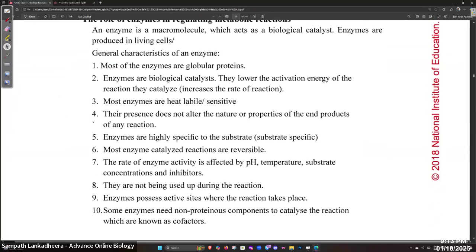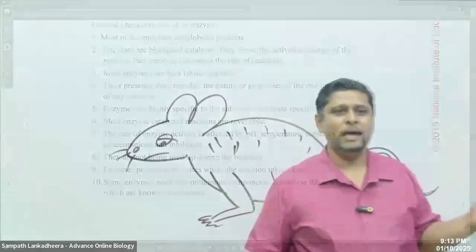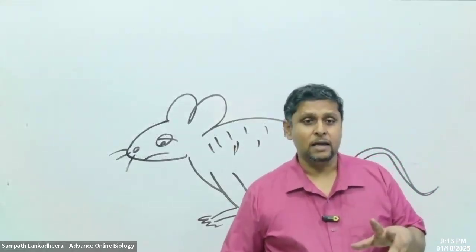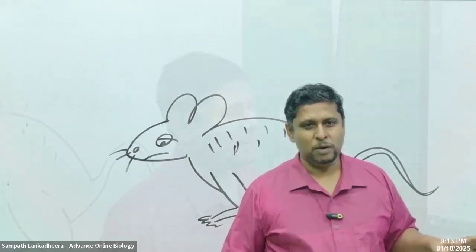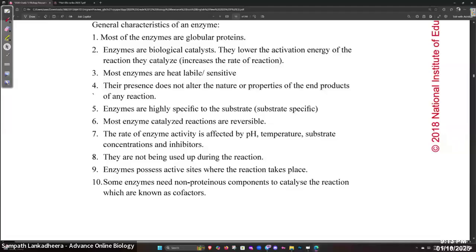For various body processes, energy is needed, and enzymes. Now, these 10 characters of enzymes you must remember. Most of the enzymes are globular proteins. But why not say all enzymes are proteins? They can't say that, because some enzymes are actually RNA molecules.